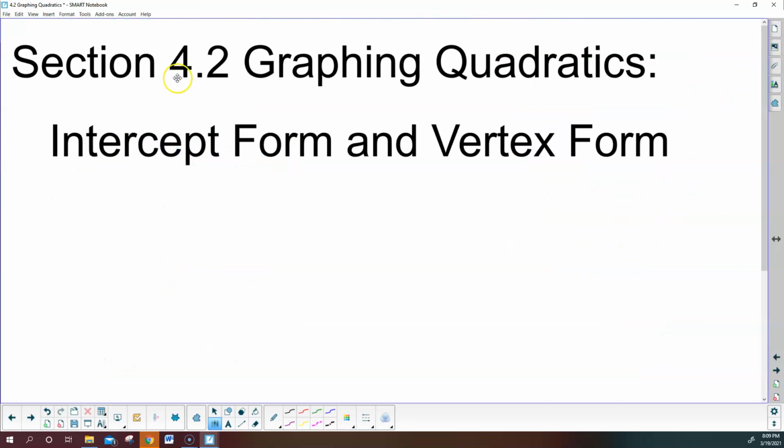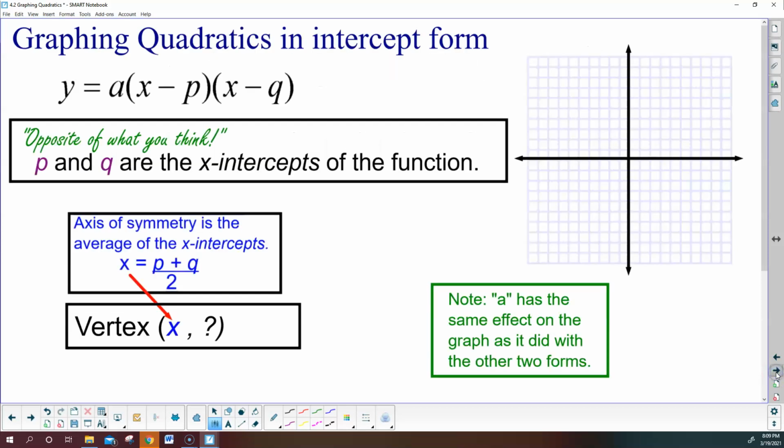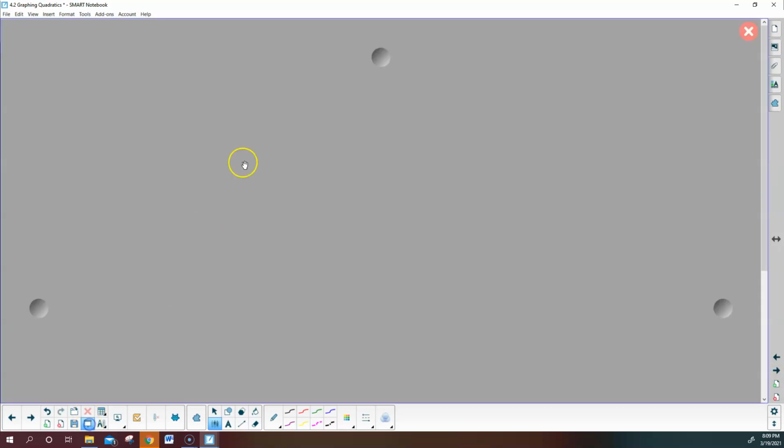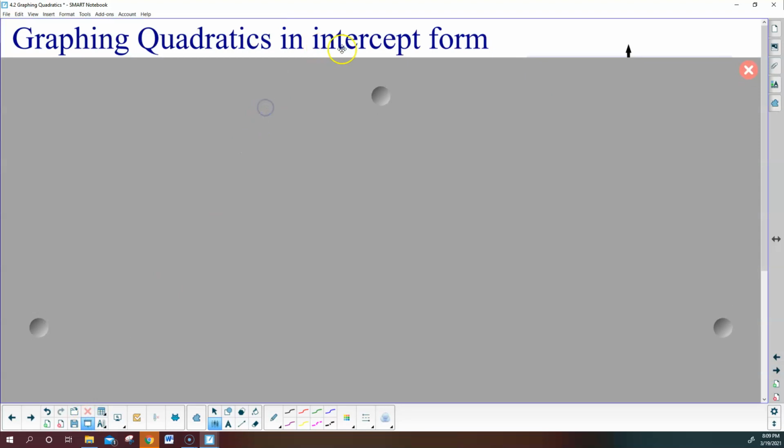All right, so our goal is we're going to look at graphing quadratics. So we're going to get a parabola, either opening upward or downward. It's going to be a U form, and we have two different forms, intercept and vertex. At any point, feel free to pause this video, take the notes that you need. So we'll start off here with the intercept form. Graphing quadratics in the intercept form.